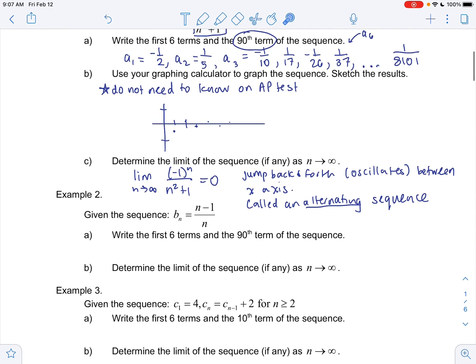Okay, so on example 2, you're given another nth term, this time described as n-1 over n. I'm going to have you guys pause and go ahead and fill out what you think the first 6 terms and the 90th term of this are.